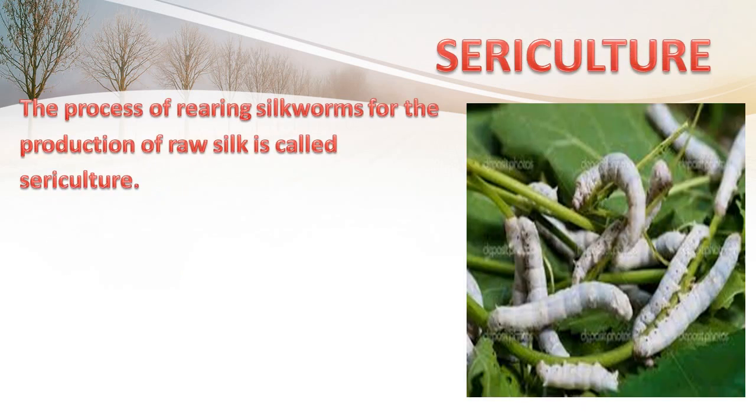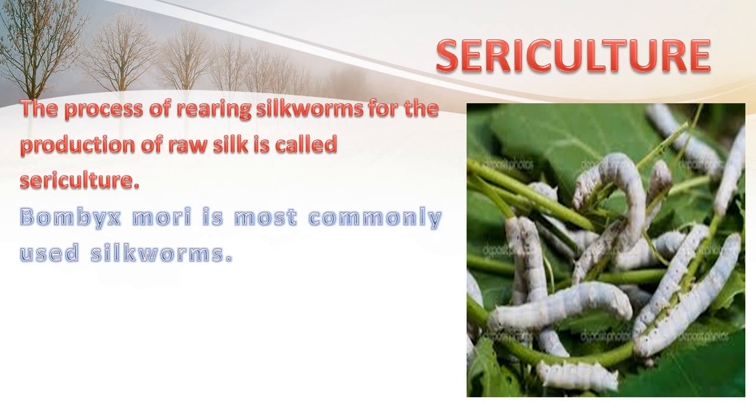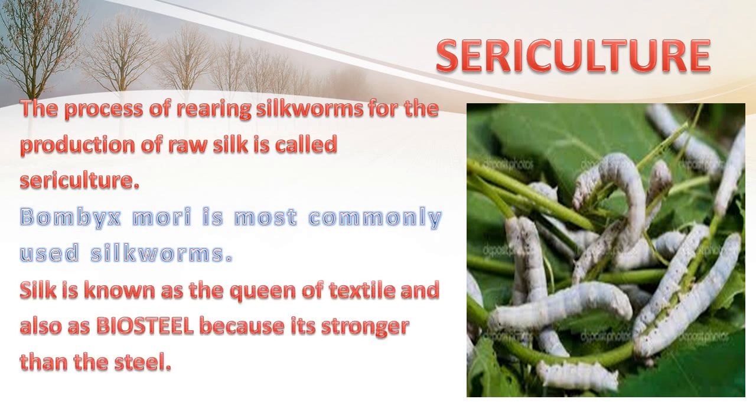The process of rearing silkworms for the production of raw silk is called sericulture. Bombyx mori is the most commonly used silkworm in the production of silk. Silk is also known as the queen of textiles and also as biosteel because it is stronger than steel.